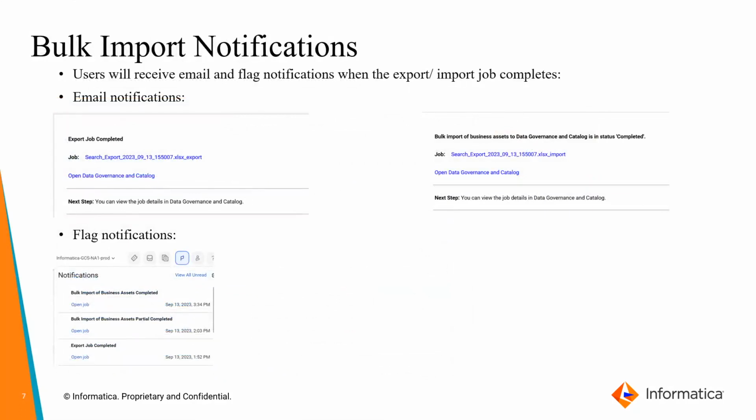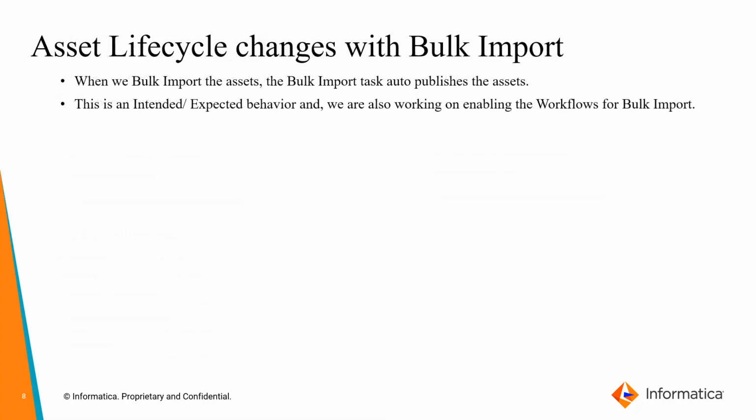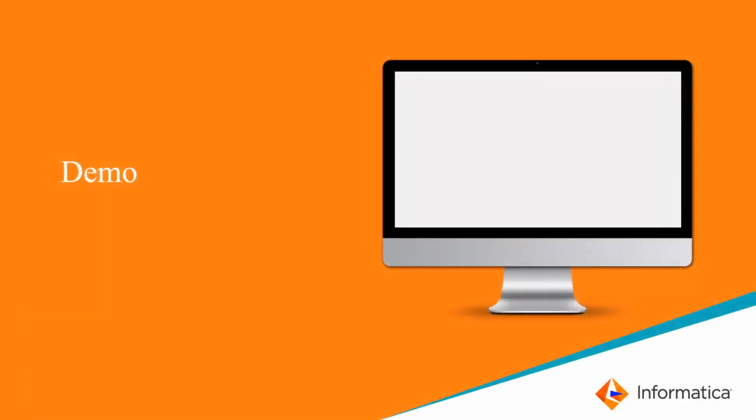Bulk import notifications. Users will receive email and flag notifications when the export or import job completes. Users will receive notifications even if the import job completes with a partial or failed status. Asset lifecycle changes with bulk import. When we bulk import the assets, the bulk import task auto publishes the changes on the assets. This is an intended or expected behavior, and we are also working on enabling the workflows for the bulk import feature. Now let's take a look at a demo.